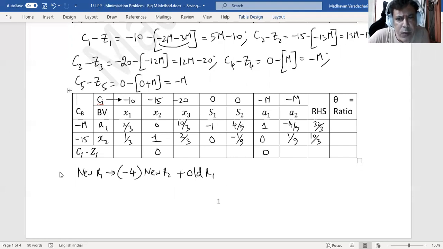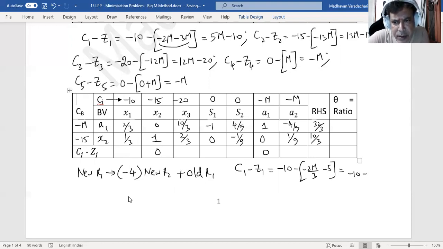Now, what is C1 minus Z1? C1 is minus 10 minus of Z1. Z1 is minus 2M by 3, and then minus 15 into 1 by 3 is minus 5. And what is that? It is minus 10, there is a minus of minus, so I'll write it as plus 2M by 3 plus 5. So it is ultimately 2M by 3 minus 5. I can write here 2M by 3 minus 5.